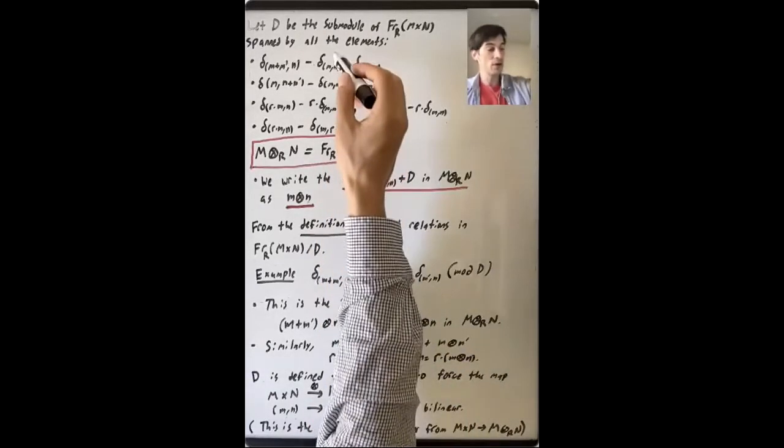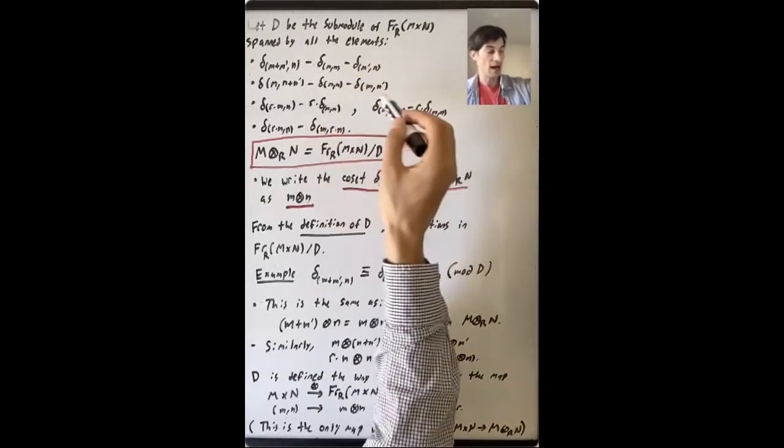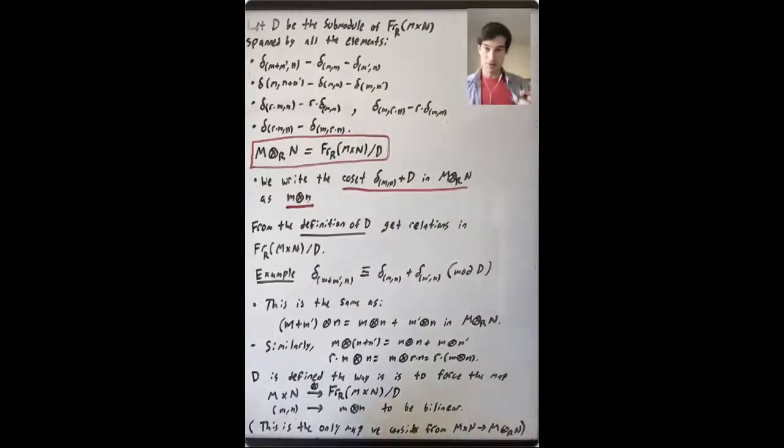And if you go through the other kinds of elements that are used in defining D, you see other relations that have to be satisfied by these tensors. m ⊗ (n + n') is m ⊗ n + m ⊗ n'. And (r·m) ⊗ n is the same thing as m ⊗ (r·n), which is the same thing as r·(m ⊗ n).